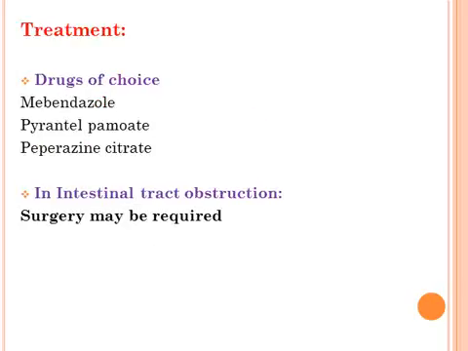About treatment, drugs of choice include different drugs: mebendazole, pyrantel pamoate, piperazine citrate. That's for the adult or for the larva stage in the lung. In intestinal tract obstruction, when a large number of adults in the intestine develop obstruction, surgery may be required to remove the adults.